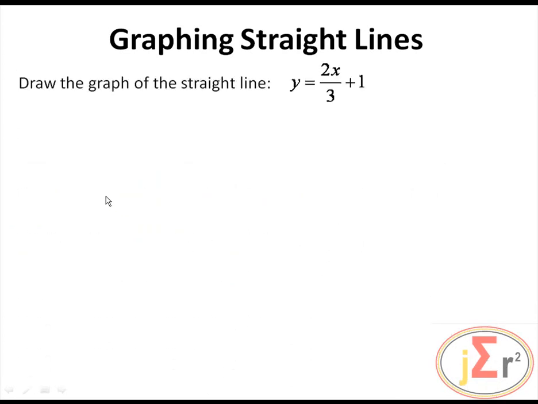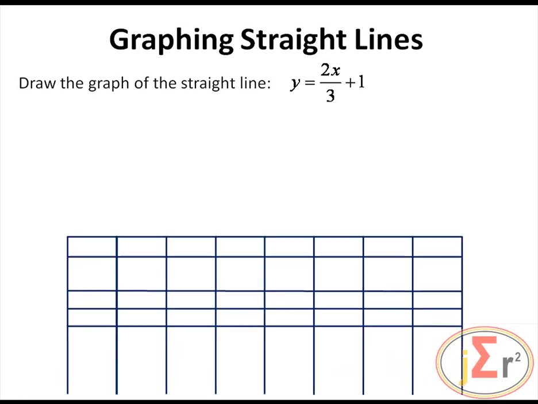So we are going to graph another one. Draw the graph of the straight line y is equal to 2x over 3 plus 1. Of course, notice that we did not go to the graph of the line immediately. That is because we are going to work out another straight line and we are going to graph both of them together. So it's not that I've forgotten that we need to graph a line. We are just going to work out the other one and we are going to put both of them on the same grid.